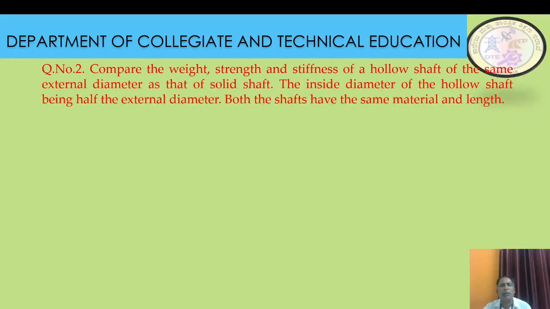Next one. Compare the weight, strength and stiffness of a hollow shaft of the same external diameter as that of the solid shaft. That is, the external diameter of the hollow shaft is the same as the diameter of the solid shaft, and the inside diameter of the hollow shaft is half the external diameter. Both the shafts have the same material and same length.